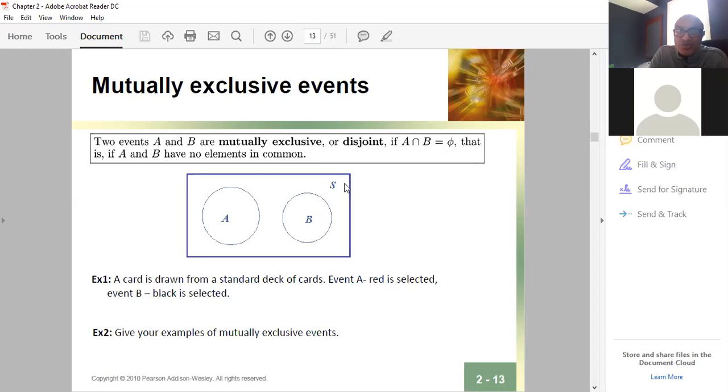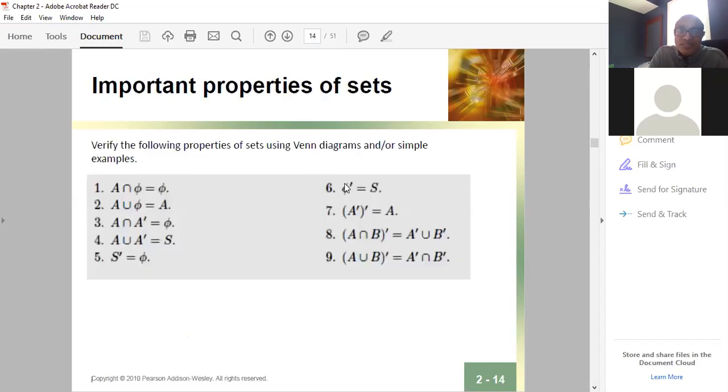And then mutually exclusive events, meaning intersection is nothing, no common part. Then important properties: a set union itself is the set itself, intersection of any set with the empty set is the empty set, right? A intersection B complement is A complement union B complement. This is called De Morgan's law. A union B complement is A complement intersection B complement.